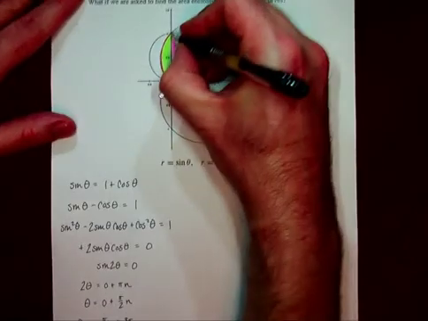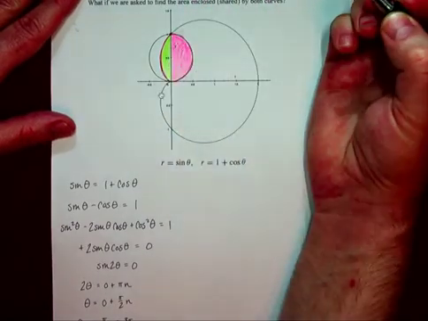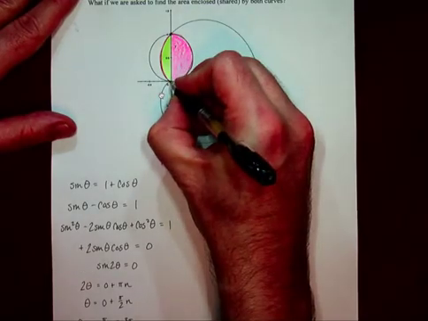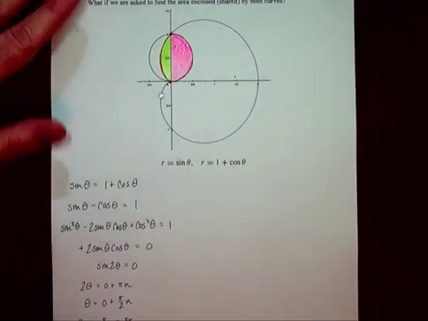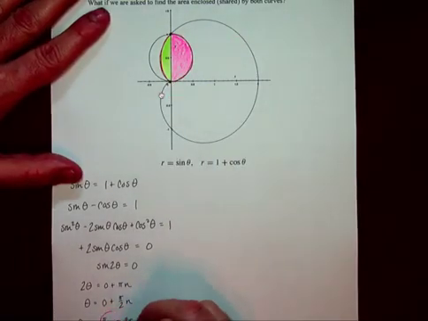Now, this point right here is pi over 2. This point right here is at pi. So really our limits of integration are here.